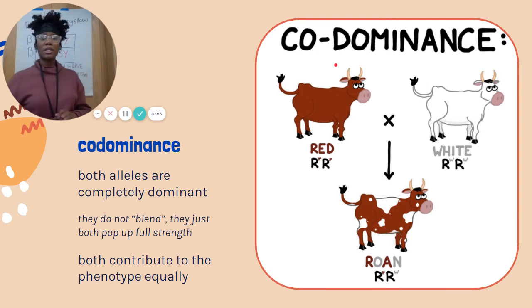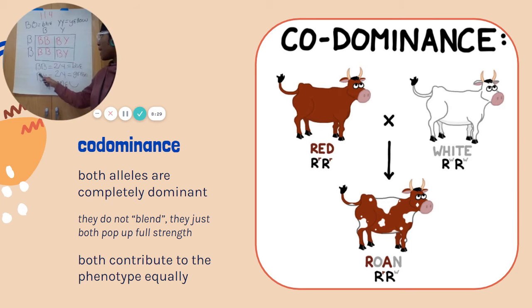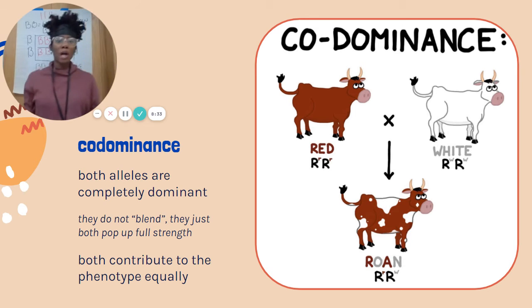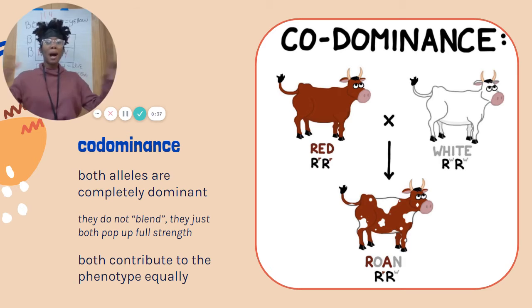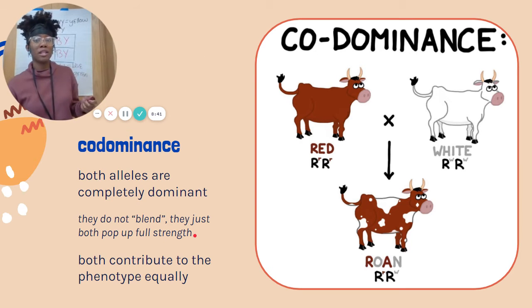Now let's talk about codominance. Codominance is when both alleles are going to be completely dominant. They're not going to blend, such as in this example. Blue is not going to blend with yellow to make green. Codominance means they're both going to be completely dominant, which means they're going to pop up full strength wherever they can. So they're both going to contribute to the phenotype equally.